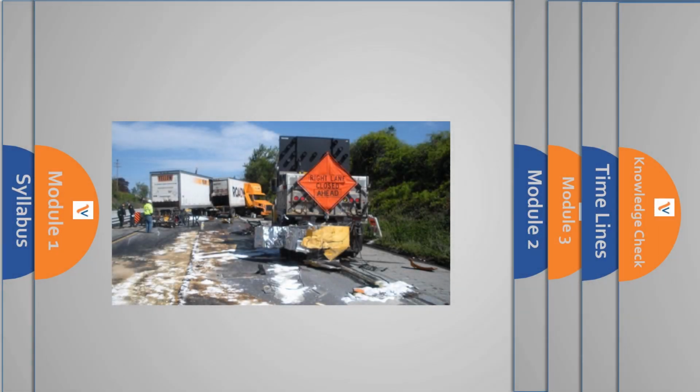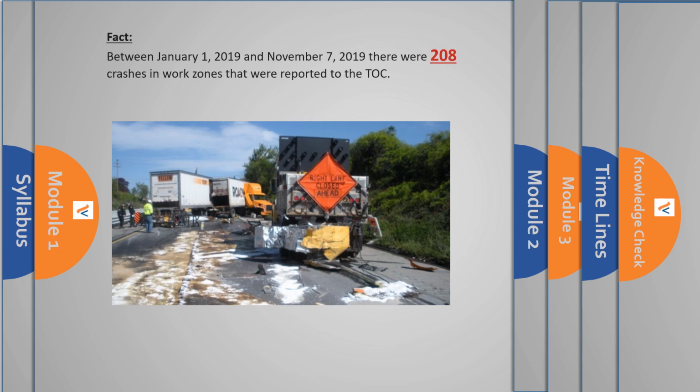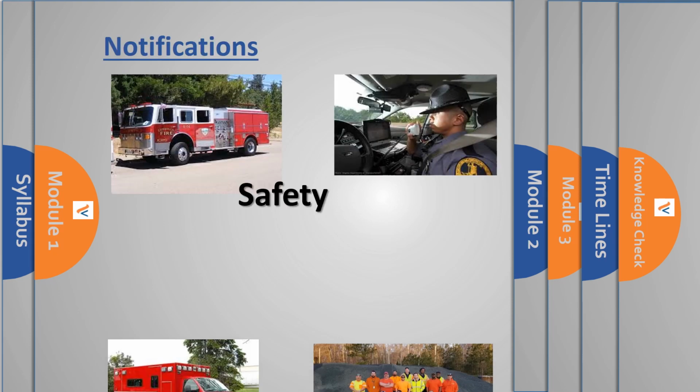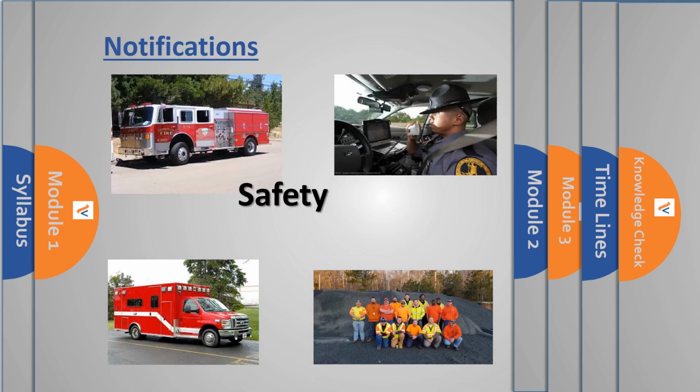Between January 1st, 2019 and November 7th, 2019, there were 208 crashes in work zones that were reported to the TOC. The primary purpose of notifications is to ensure that the TOC knows where you are. That way, if something were to happen and additional assistance is needed, the TOC can get them to you immediately.